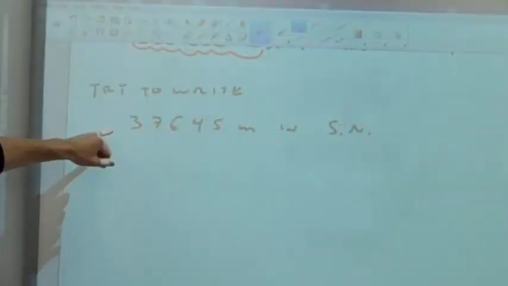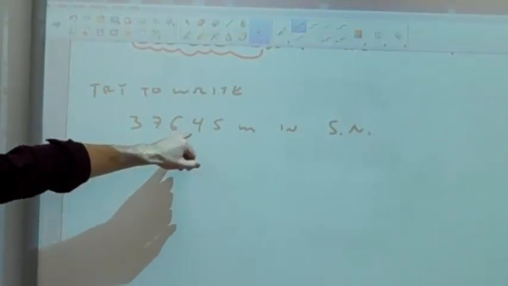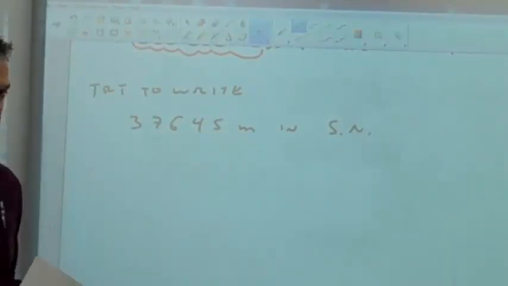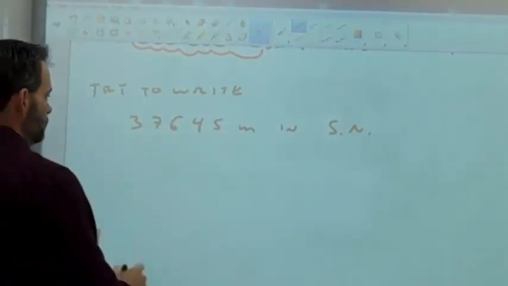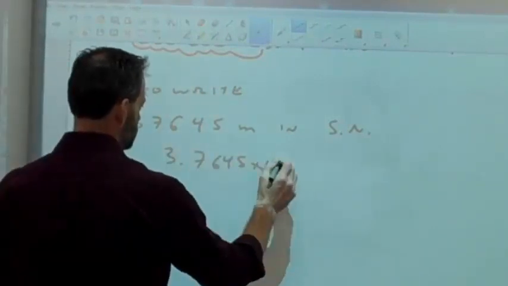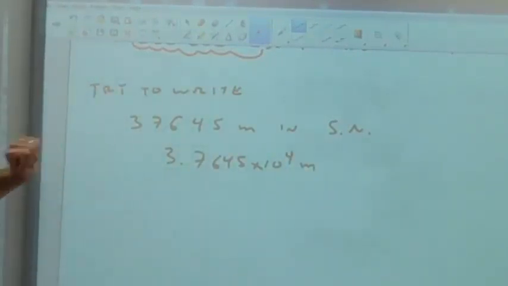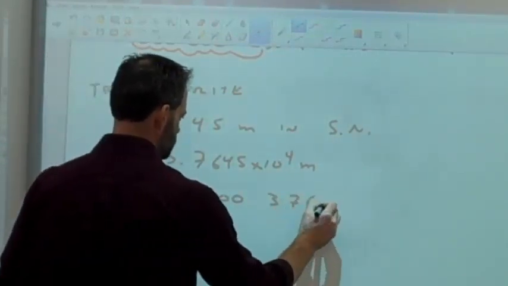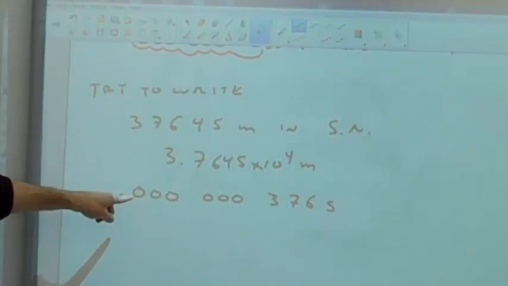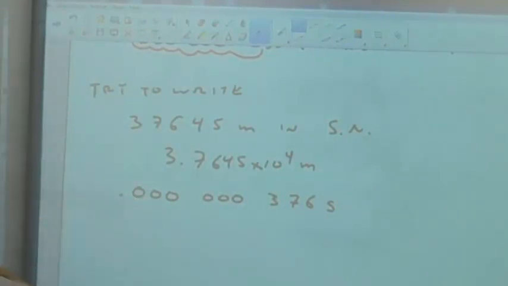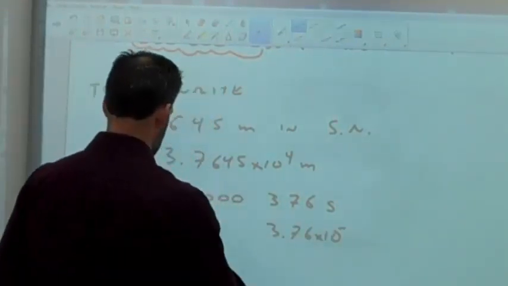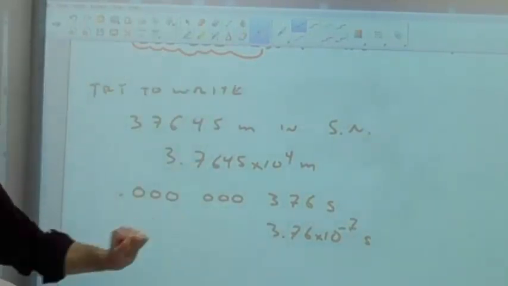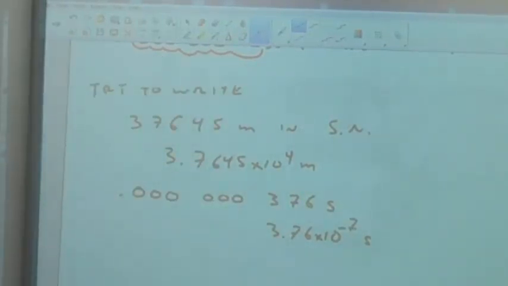Go ahead and convert 37,645 meters to scientific notation for me. That's what you should have gotten. Try another one. Take that really, really small number and write it in scientific notation for me. And that's what you should have gotten.